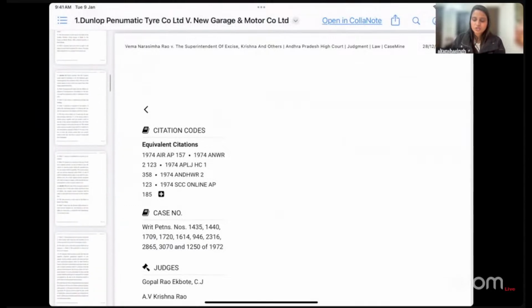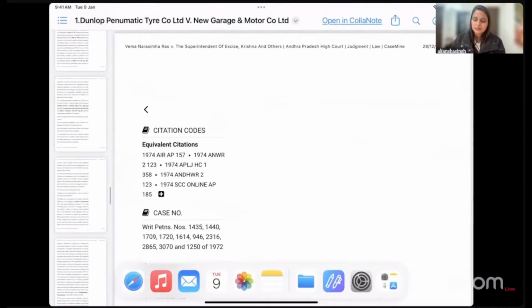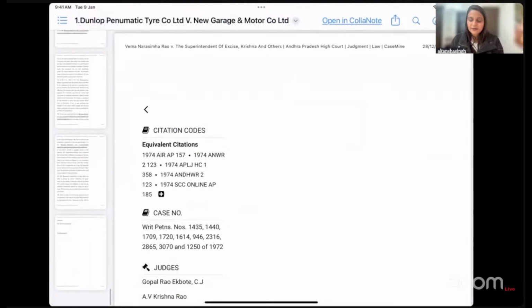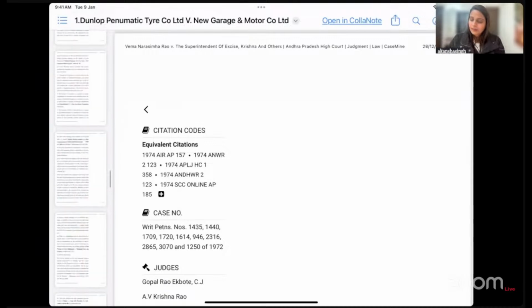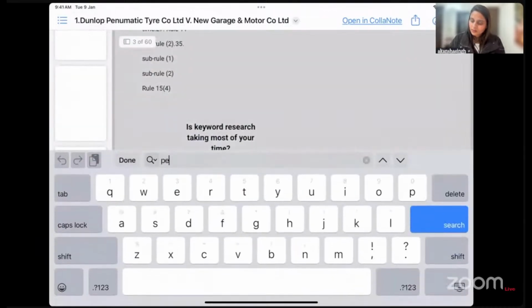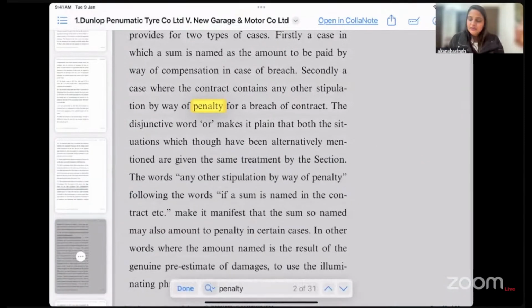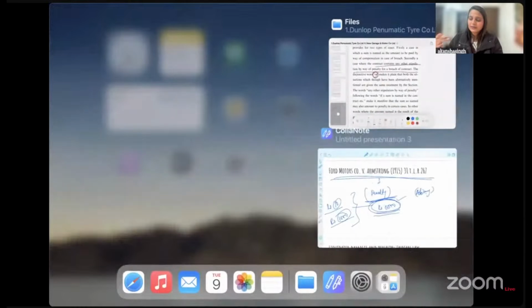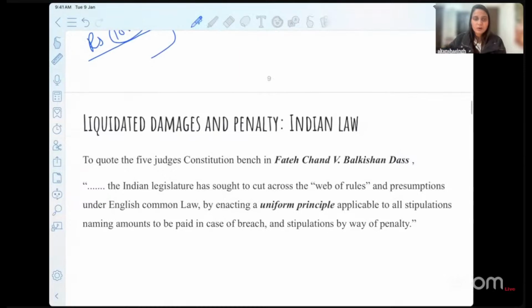Okay. I have the copy of these judgments also with me, wherein we can quickly refer to the highlighted portion. I have opened right now the judgment related to Dunlop Pneumatic Tyres. This is a long judgment if you read, so we will only be referring to the highlighted part. I'll just show you whether they've spoken of penalty or not. In a case where the contract contains any stipulation by way of penalty, this will be a long discussion, so we'll take it up in the classes we'll be doing with you. We have only a few minutes left, and we have a long topic to cover.